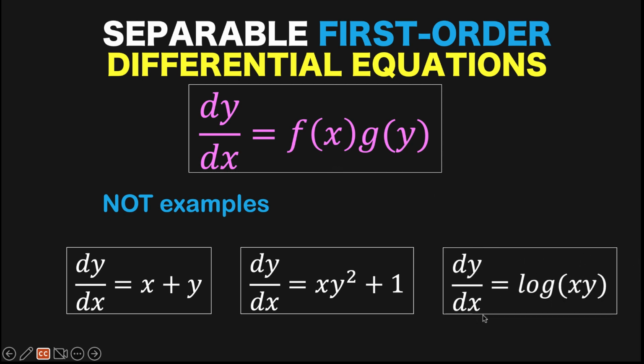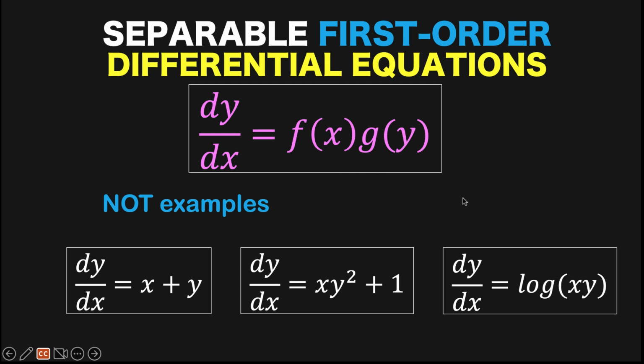Finally, dy over dx equals the logarithm of the product x times y also cannot be solved using separation of variables. The reason is that the logarithm of the product of x times y is equal to the sum of the logarithms, log of x plus log of y, and these are not a product of two functions. Rather, they are a sum of two logarithmic functions.